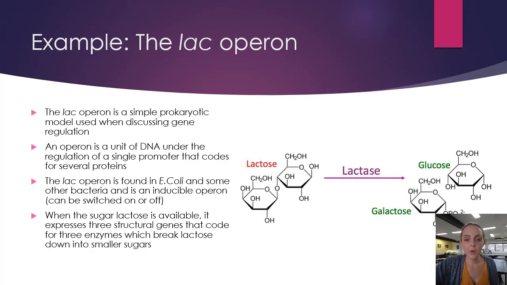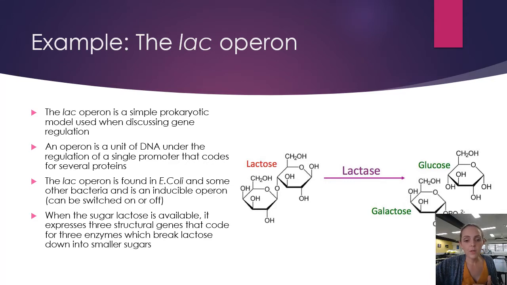Now, one really common model, which is described in your textbook, to look at how gene regulation works in an example is the lac operon. This is a simple model to use because it's looking at a prokaryotic model, and it's looking at an operon, which is a section of DNA that is under the control of a single promoter, but that DNA codes for several different proteins. Now, this lac operon is found in E. coli and other bacteria, and it is an inducible operon. So that means that we can switch it on or off to produce those genes, to produce those proteins, and we can do that using the transcription factors that we've talked about.